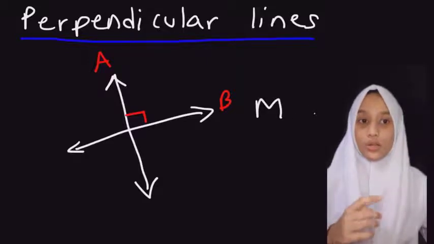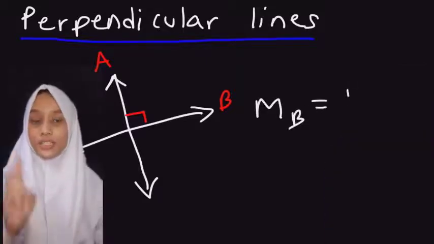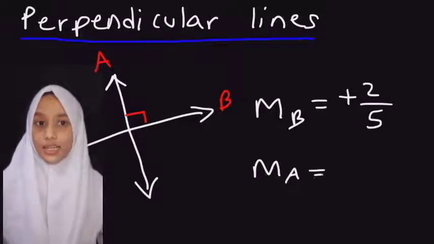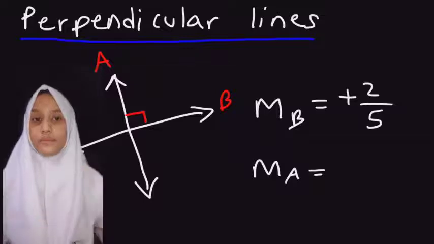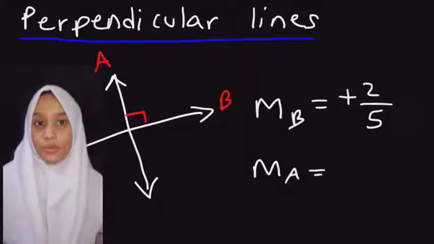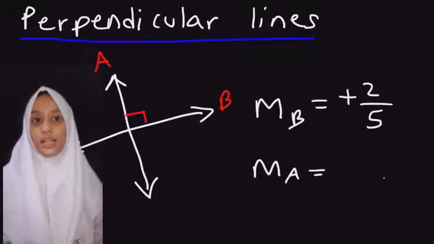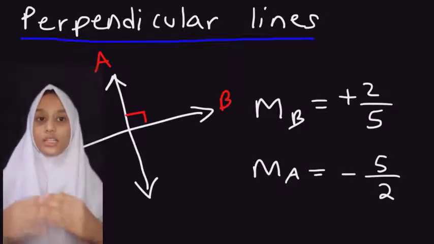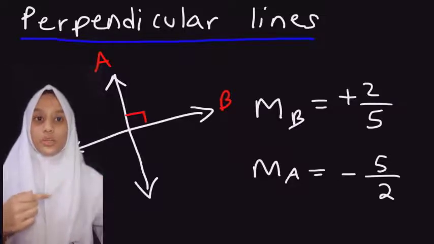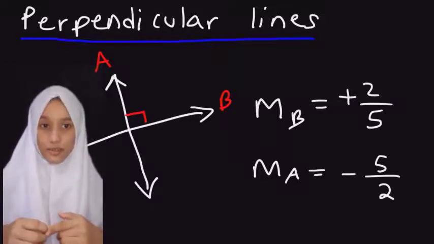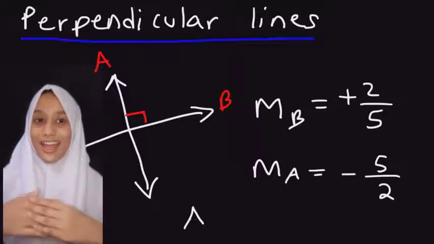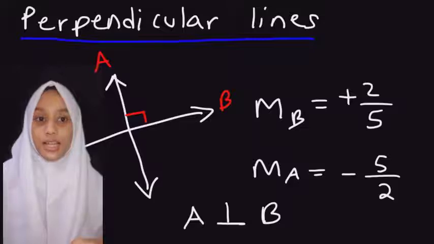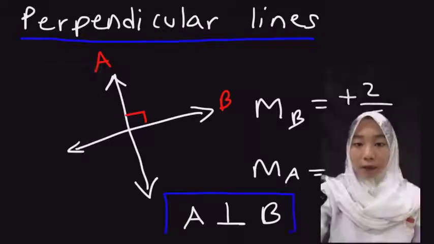Now let's say the slope of line B is positive 2 over 5. What is the slope of a line that is perpendicular to line B? To find the slope of a perpendicular line, first you need to flip the fraction and change the sign from positive to negative. So the slopes are negative reciprocals of each other, and the symbol for it goes as follows. So we could say line A is perpendicular to B.